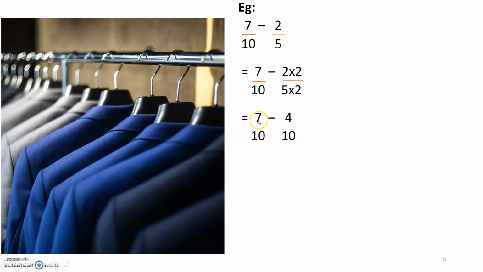So 7 upon 10 minus, 2 twos are 4 and 5 twos are 10, so here is 4 upon 10. So 7 minus 4 upon 10, which gives you 7 minus 4 is 3, 3 upon 10. See this children, 3 upon 10 is in the lowest term. Now a fraction should always be in the lowest term. Now what is the lowest term? That means this fraction doesn't come in any other table but only comes in the 1 table. Such fractions are called fractions in the lowest term.